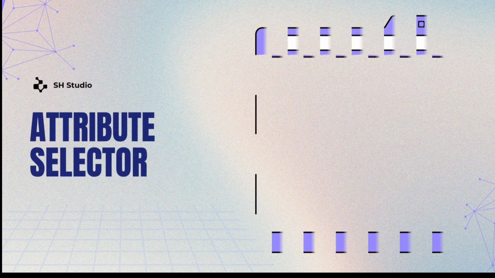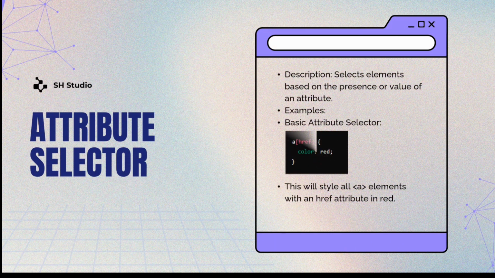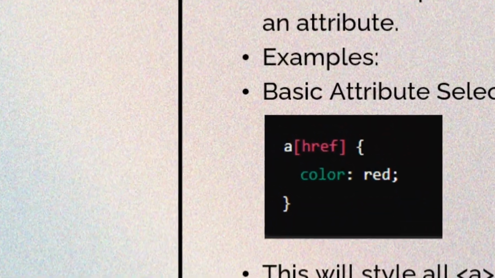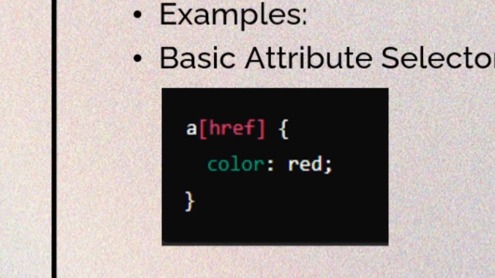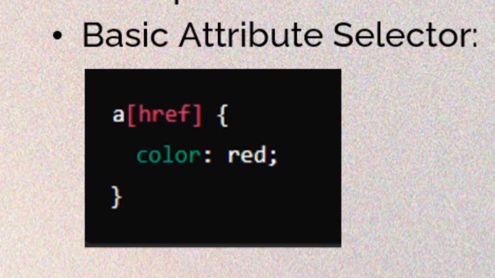Now, the last one but not least is the attribute selector. Attribute selectors apply styles to elements based on specific attributes they have. In this example, as you can see, this rule applies red text to all the anchor A elements that have an href attribute. Attribute selectors are useful when you want to style elements conditionally based on their attributes.